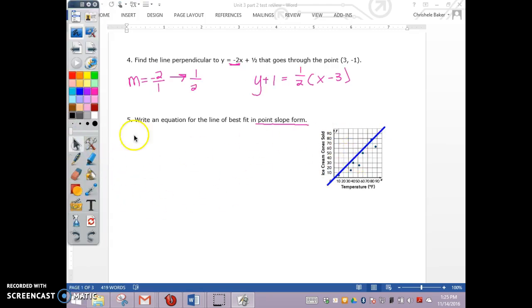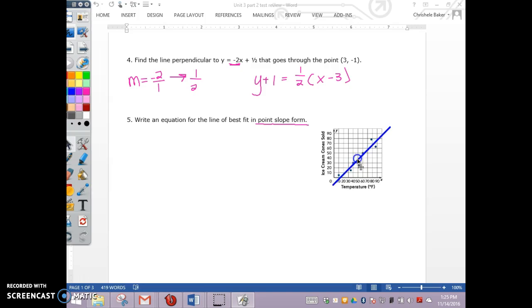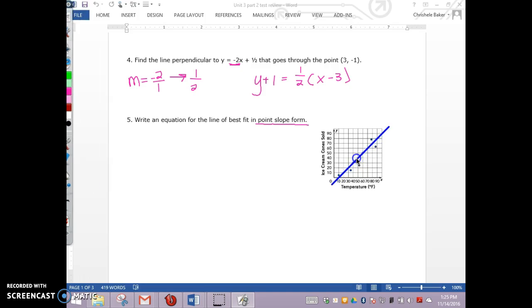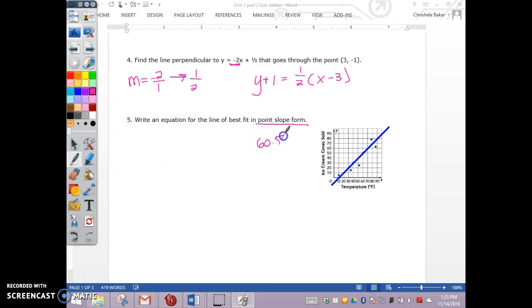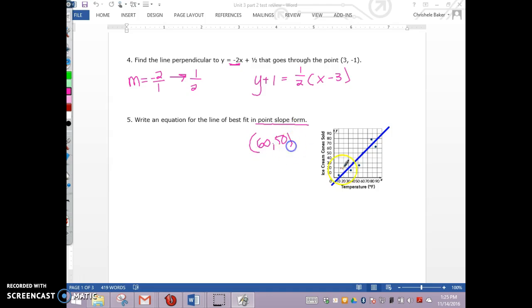Well, now it moved. I think probably about there. So it's actually going straight through that point, 60, 50. And it looks like it has a slope of 1. And look at the scaling. It's going by 10. So up 10 over 10, up 10 over 10. So my slope is 10 over 10, or 1. So point slope form: y minus 50 equals 1 times x minus 60.